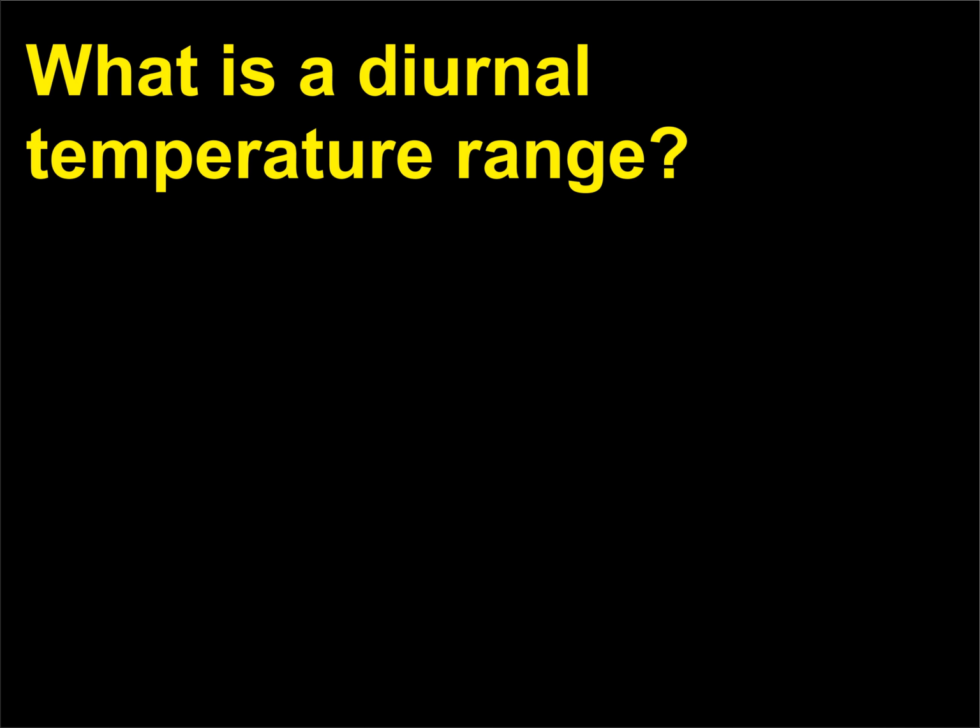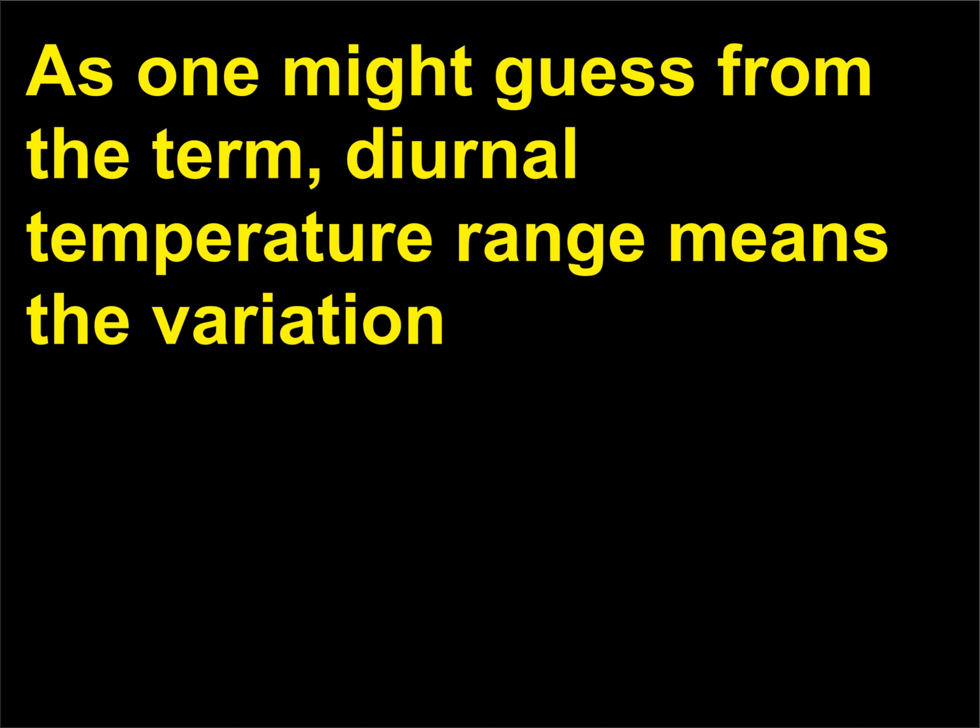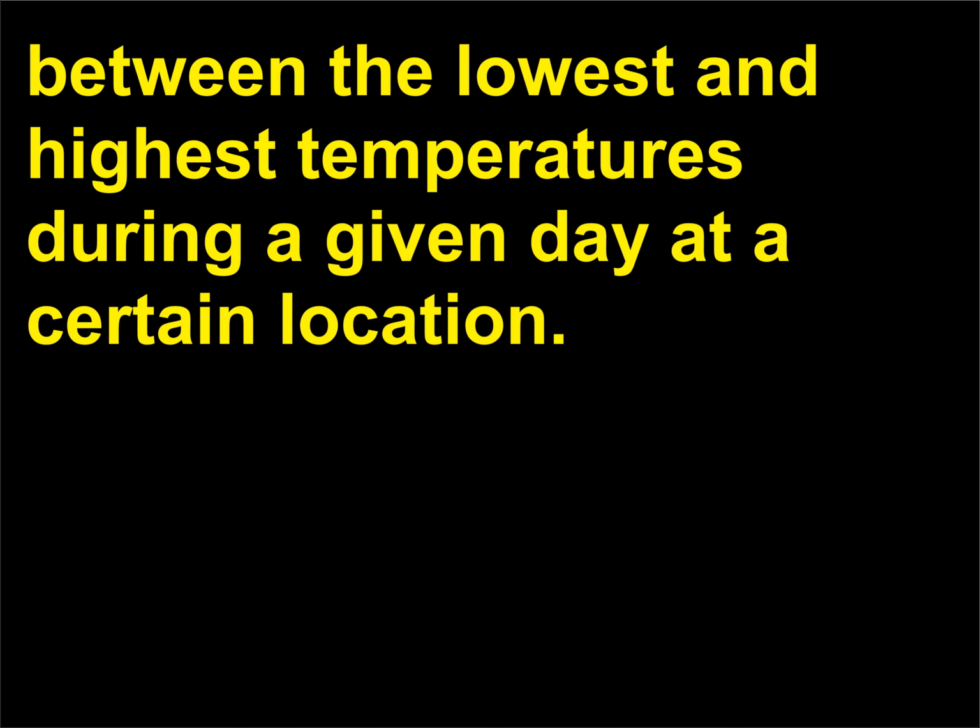What is a diurnal temperature range? As one might guess from the term, diurnal temperature range means the variation between the lowest and highest temperatures during a given day at a certain location. This can vary widely, depending on the season and place.